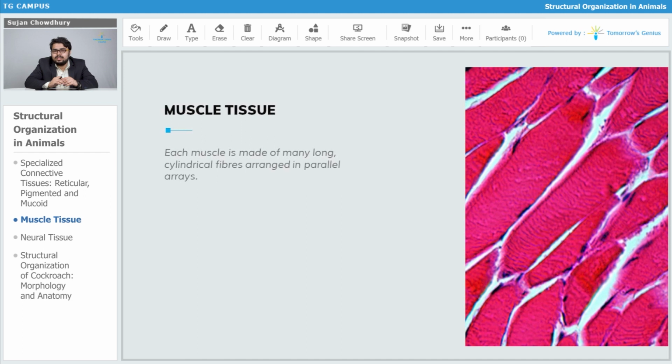Our body has over 639 muscles which are designed in a very good way to provide flexibility and strength to the human body. So each muscle is made up of many long cylindrical fibers which are arranged in parallel arrays. These fibers are composed of numerous fine fibrils called myofibrils. So we can moreover say that myofibrils are the unit of muscle tissue in us.